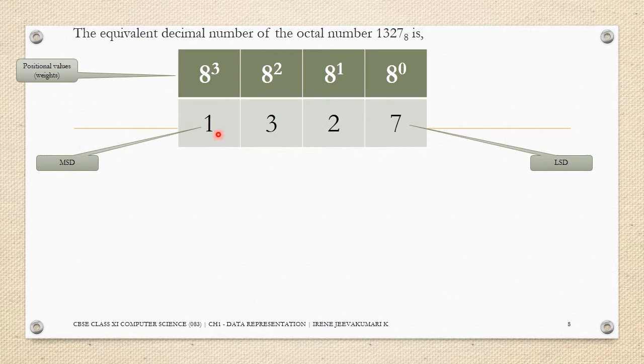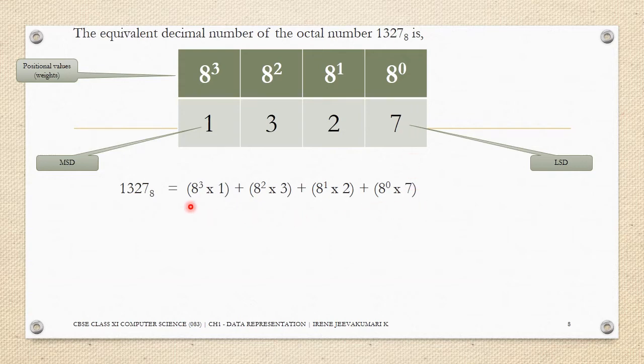In this octal number, digit 1 carries most weight. That's why this is referred to as the most significant digit or MSD, and digit 7 carries least weight. That's why this is referred to as the least significant digit or LSD. Now to find the decimal equivalent, simply take the sum of products of its digit value and its positional value. So step 1 goes as this: 8 power 3 multiplied by 1 plus 8 power 2 multiplied by 3 plus 8 power 1 multiplied by 2 plus 8 power 0 multiplied by 7.